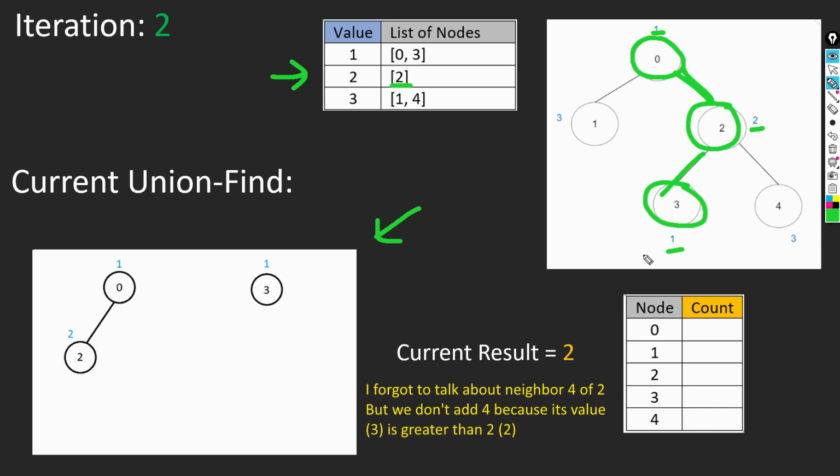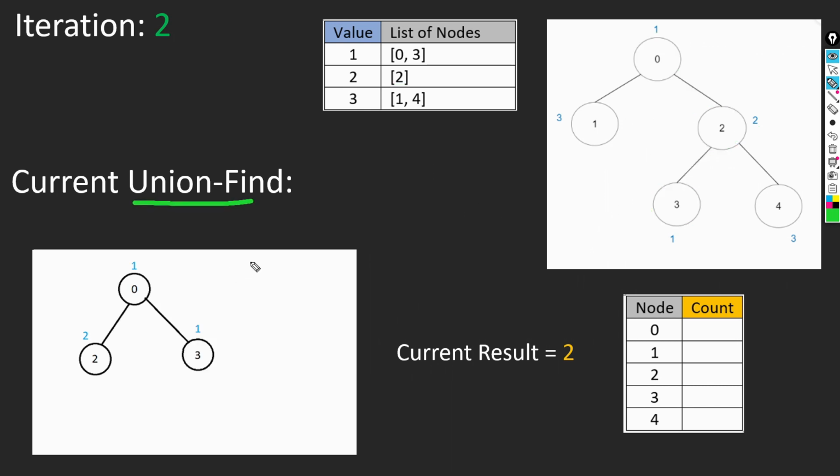I forgot to talk about neighbor 4 of 2, but we don't add 4 because its value 3 is greater than 2. So sorry about that. Anyway, after the second iteration, the data structure is going to be like this.